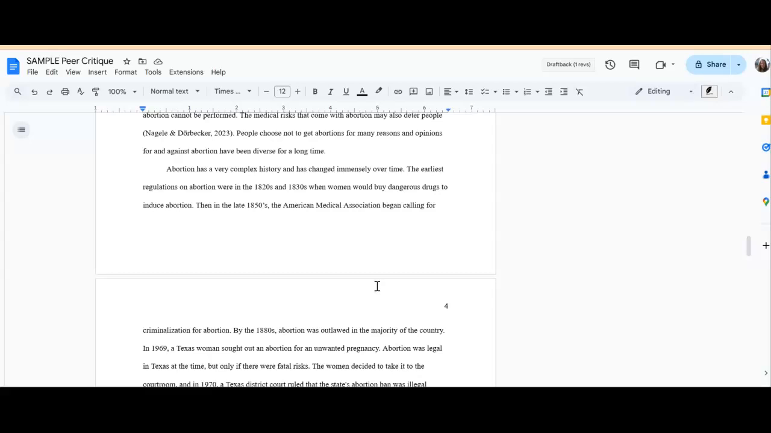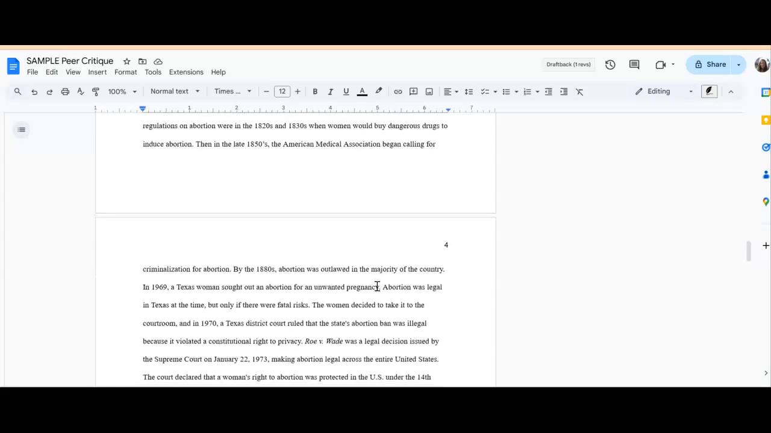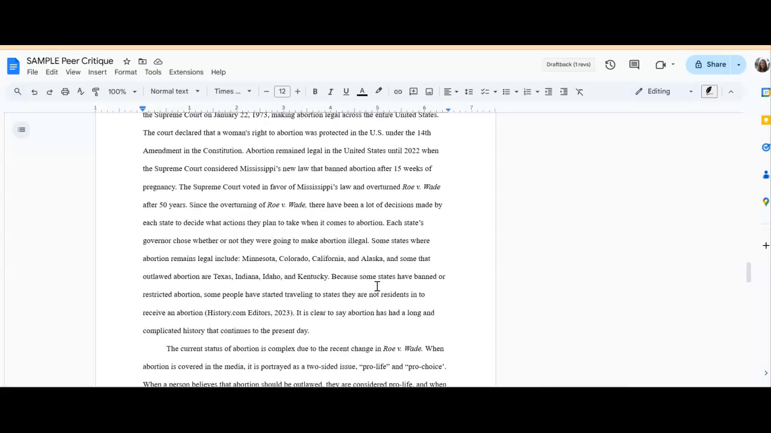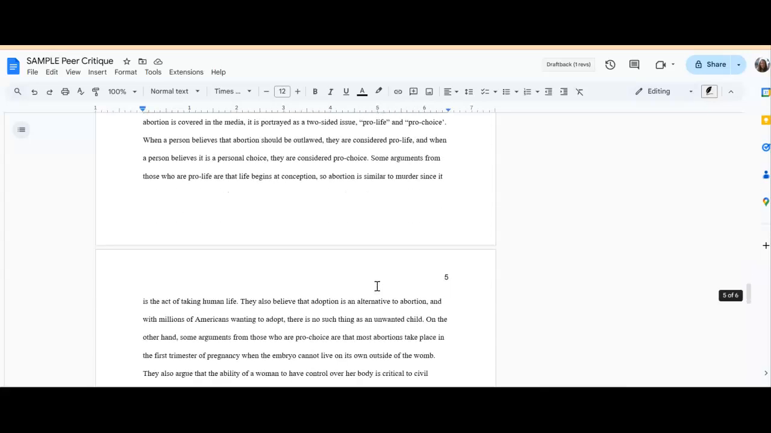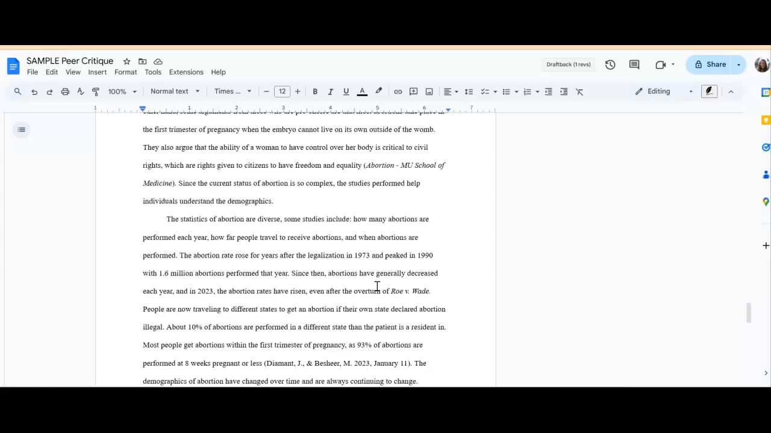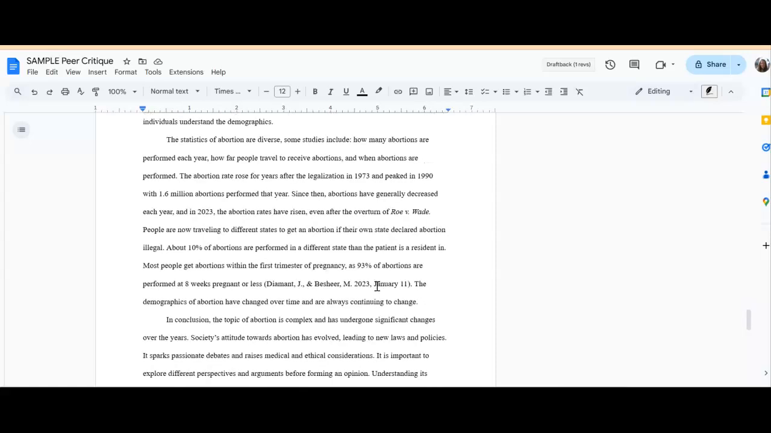Then they talk about the history of abortion over time, specifically in the United States. Then they talk about the current status of abortion. So what does it look like now? What are the current laws and statistics, right? So that's a broad overview.